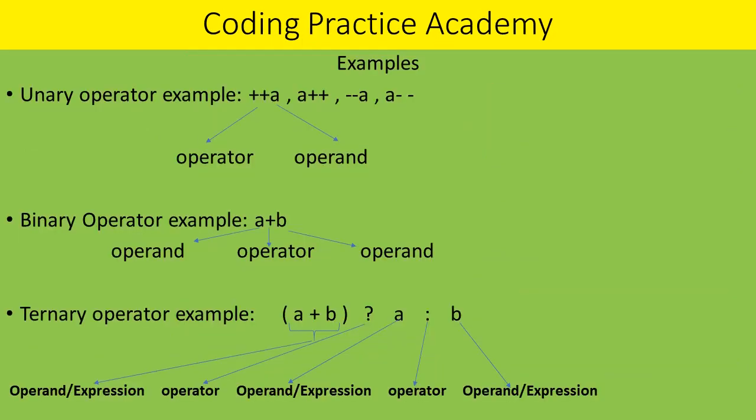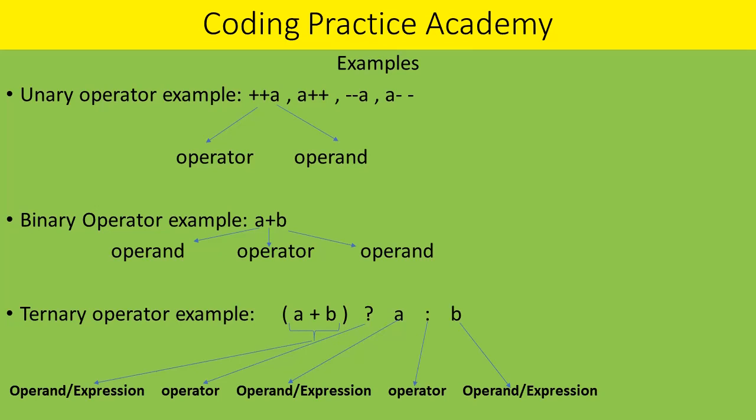Now there are a few examples of unary operators, binary operators, and ternary operators. Now we already know what is a unary operator. A unary operator in C is an operator that takes a single operand in an expression or a statement. So, single operand. Now what is an operand? Here A is an operand and plus plus is an operator.